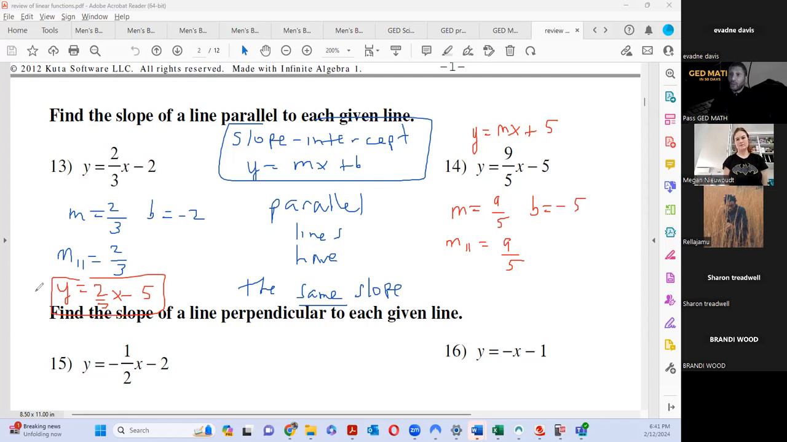Yes. Run it back one more time. What do you want me to run back? The slope is 9/5. The slope of any parallel line is 9/5. Okay, it's parallel, same thing.